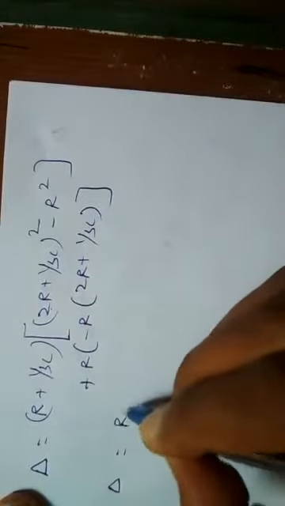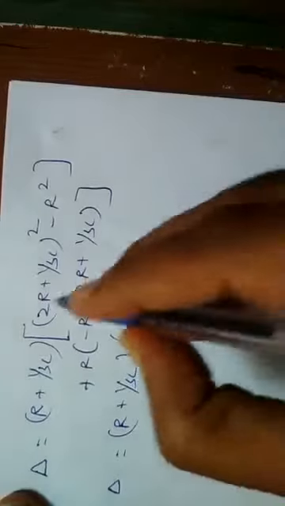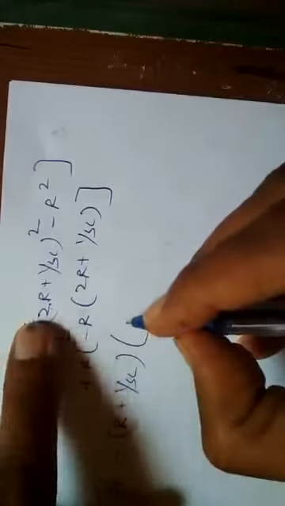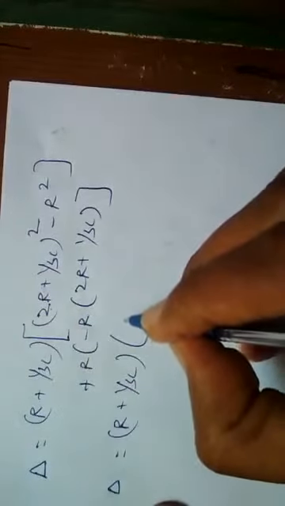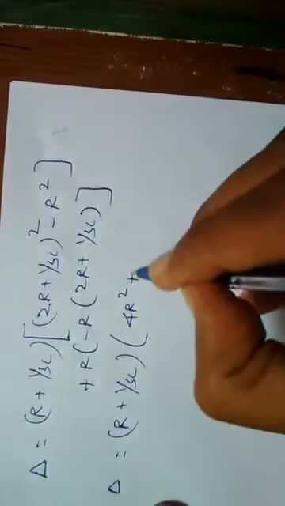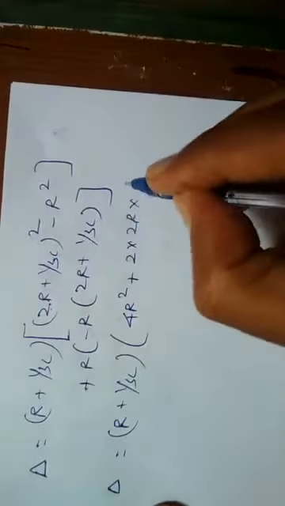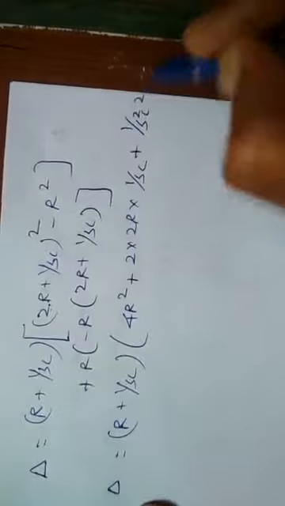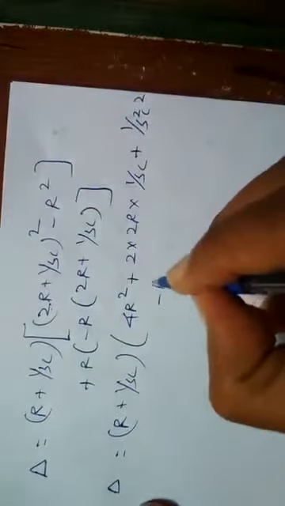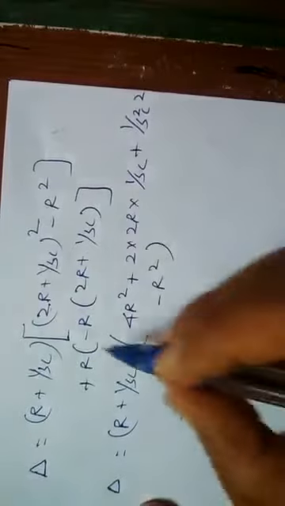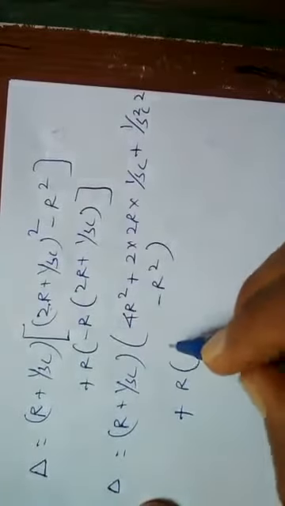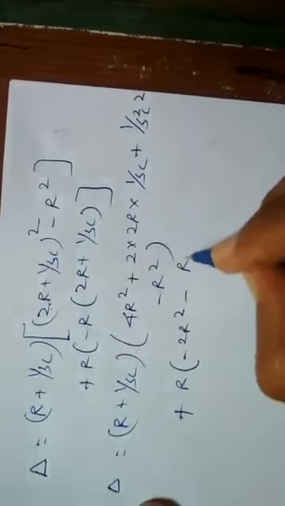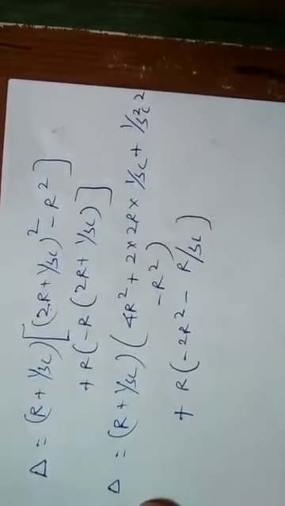Next, the del becomes r plus 1 by sc into, so this appears a plus b whole squared. So we can expand it with the help of a squared, that is 2r squared, so 4r squared plus 2ab, 2 into a into b, 1 by sc, plus b squared, 1 by s squared c squared, minus an r squared is available, plus for the second term r you can keep as it is, minus r into 2r, it is minus 2r squared, and minus r into 1 by sc is minus r by sc.